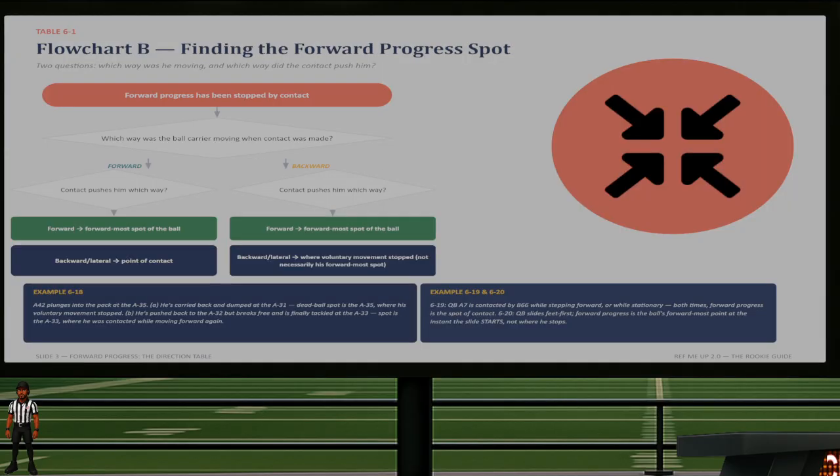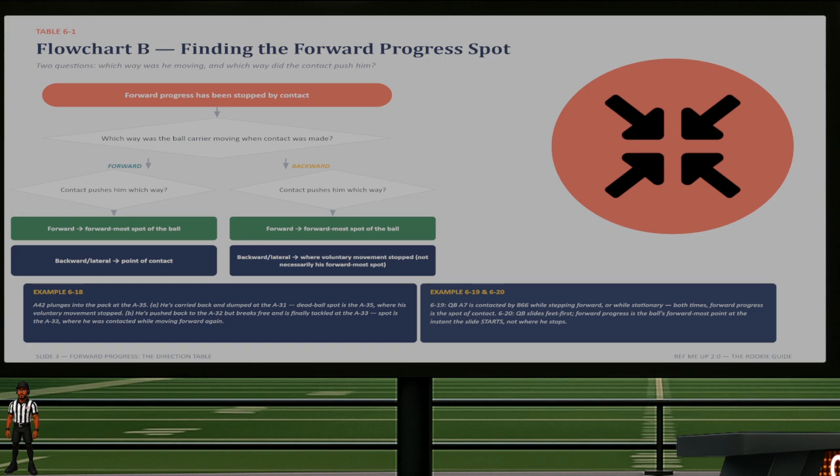Flowchart B, finding the forward progress spot. This is table 6.1 in the study guide, and it comes down to 2 questions. Which way was the ball carrier moving, and which way did the contact push him? Start here. Forward progress has been stopped by contact. First question: which way was the ball carrier moving when contact was made, forward or backward? If he was moving forward, ask, which way does the contact push him? If forward, the spot is the forwardmost spot of the ball. If backward or lateral, the spot is the point of contact.